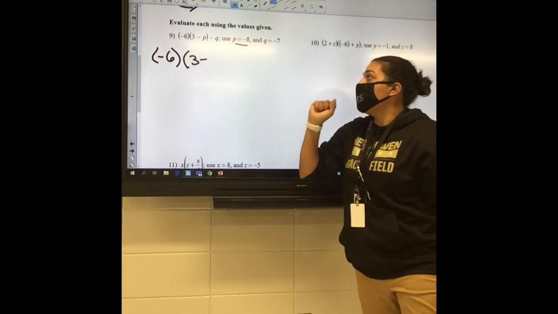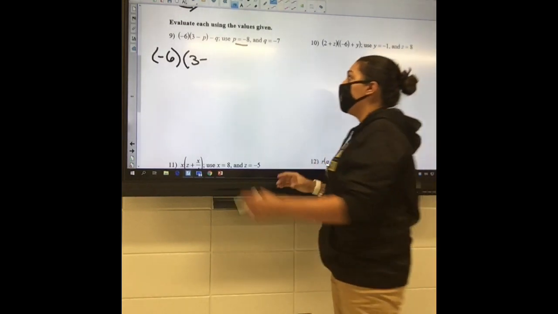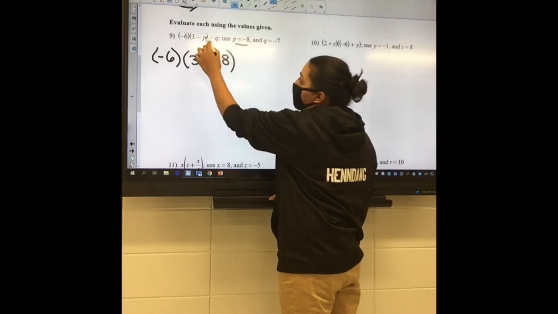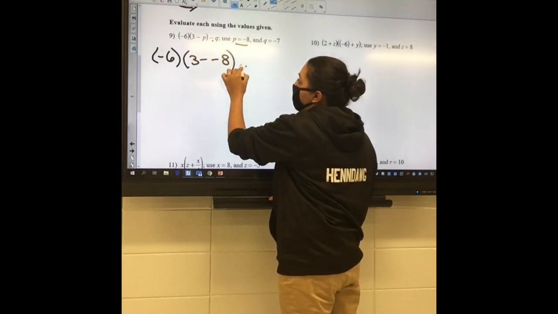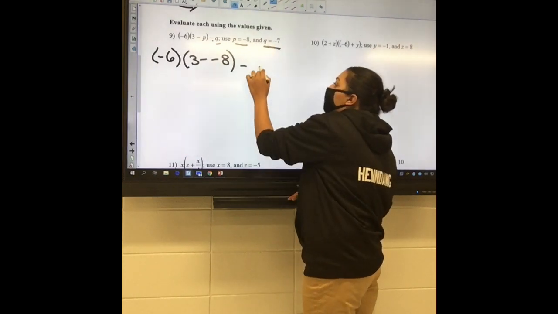Over here it says p equals -8. Now, you can put parentheses -8, or you can just write them at the same time. So you can say -8 for p, close your parentheses, and I'm just following along. So then I got a minus, and then now I got a q. And what does q equal? -7.